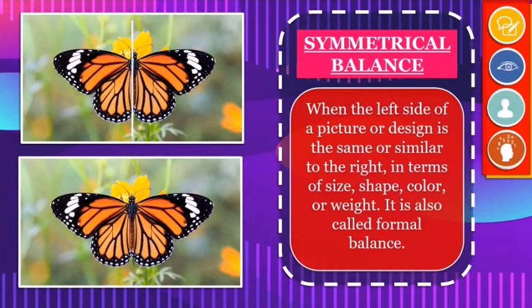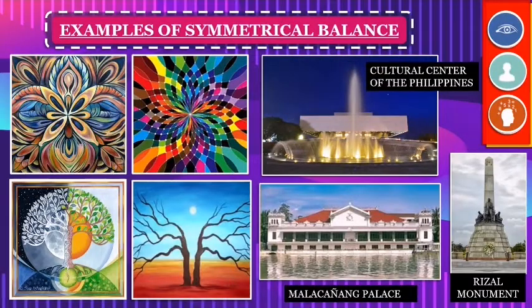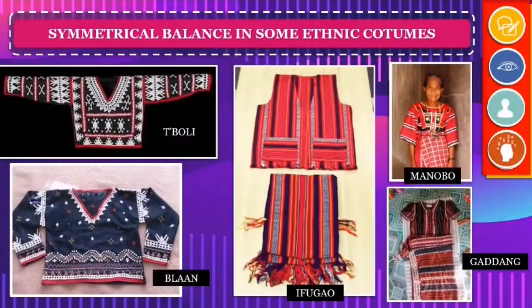Symmetrical balance is when the left side of a picture or design is the same or similar to the right, in terms of size, shape, color, or weight. It is also called formal balance. Here are some examples of symmetrical balance. Here is how balance in some ethnic costumes is applied.